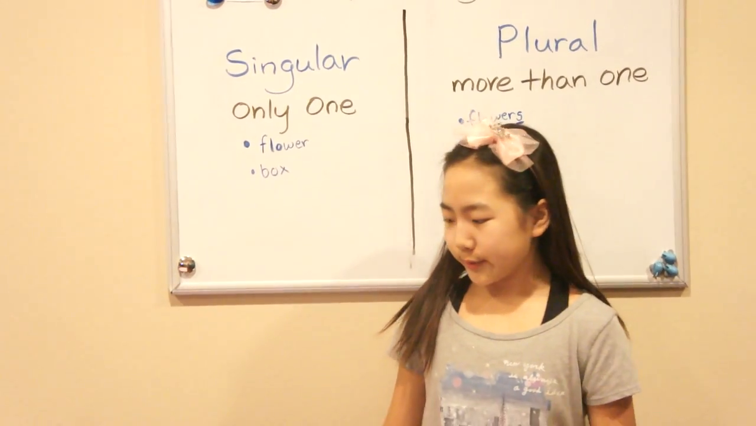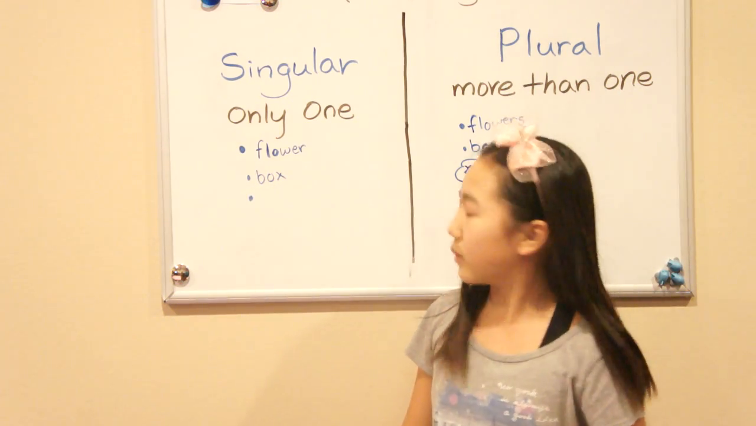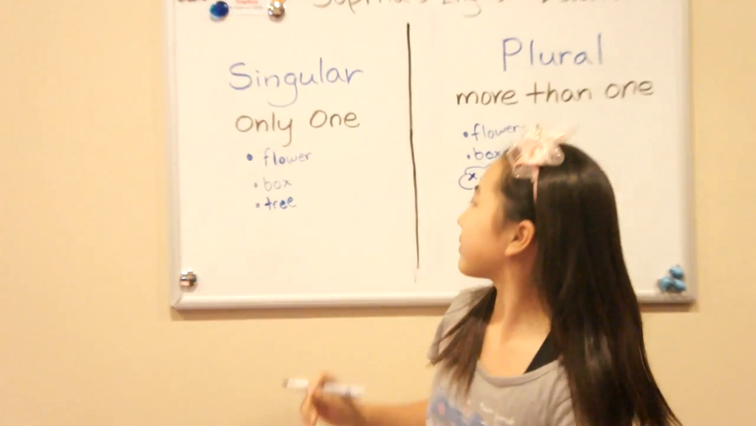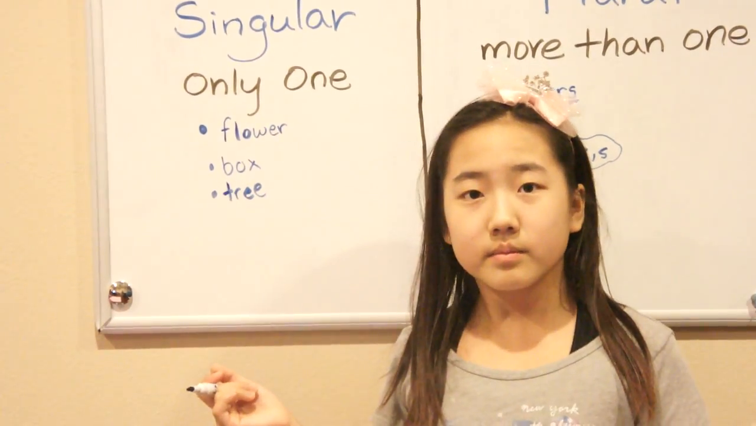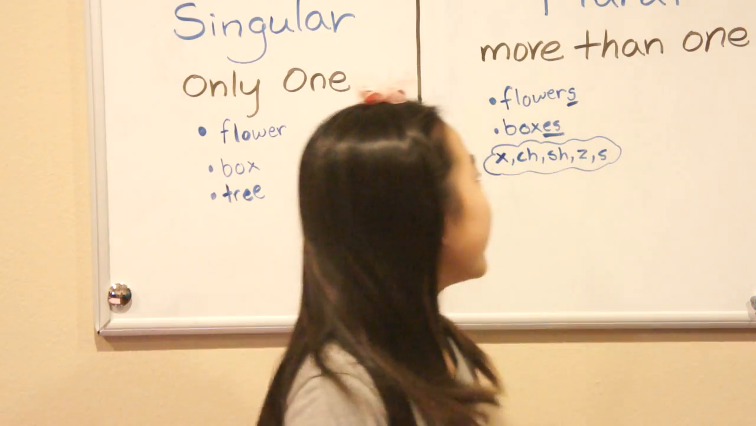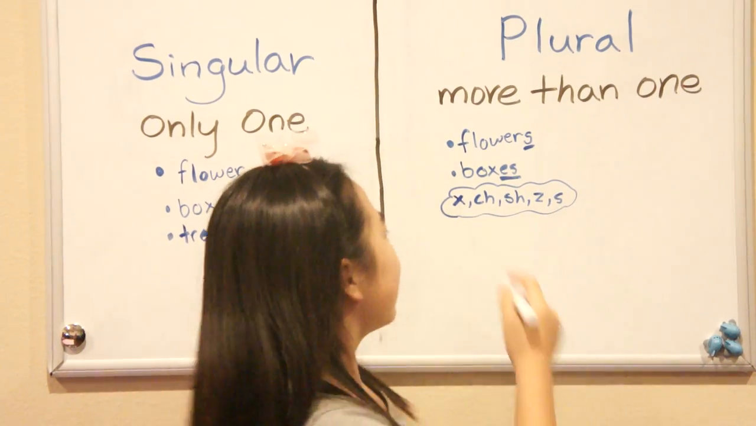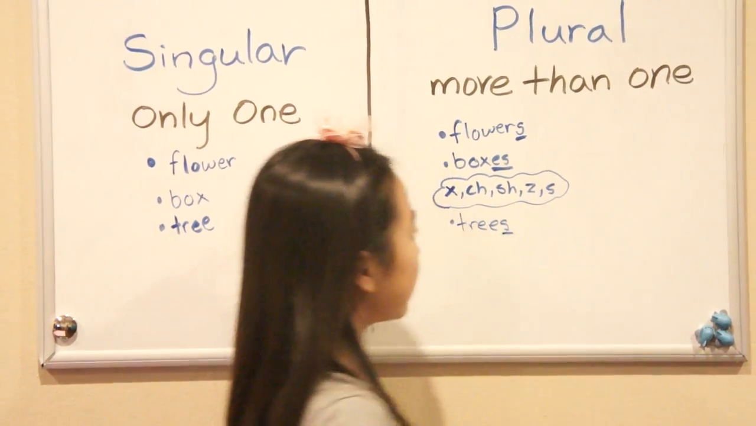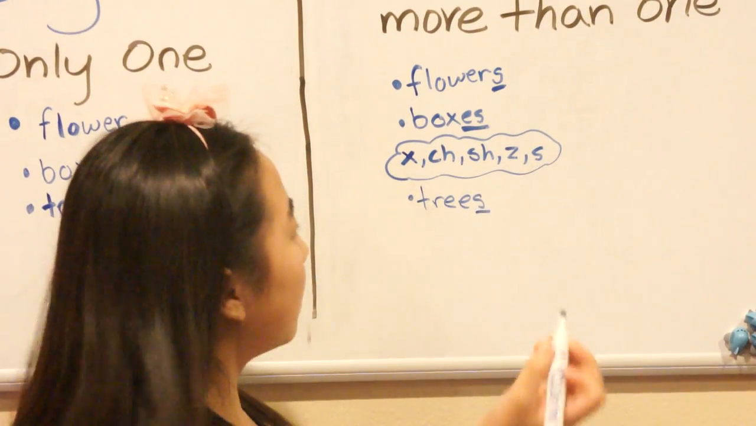So let's do more examples. So let's pick one. Tree. So which one would that be? S or ES? Take a guess. Okay, the answer would be you have to add S. So trees. There's an S. So these don't have an E. So you just add S.